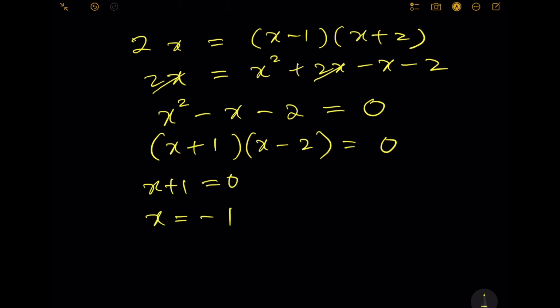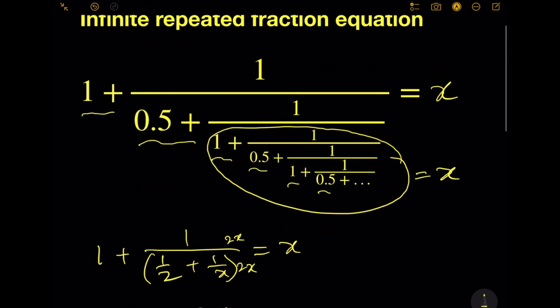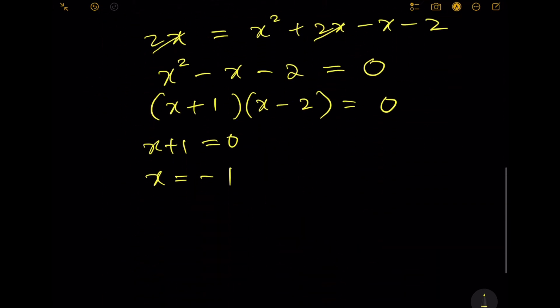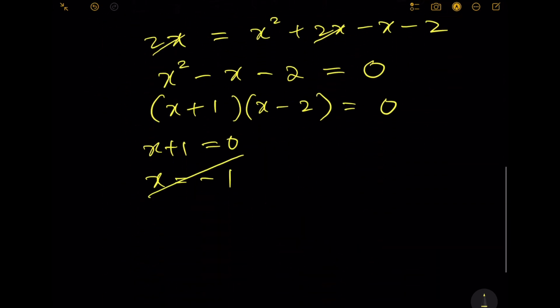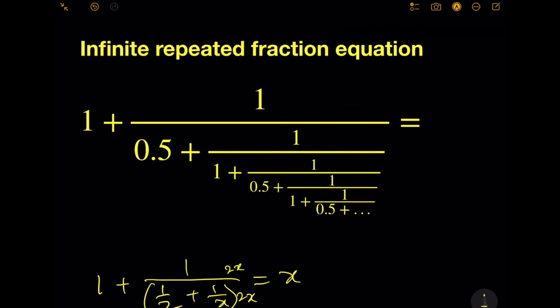Well, obviously, this is not the final answer because we are expecting a value bigger than 0. So a negative value is not acceptable. It's not the final answer. Therefore, x minus 2 equals 0, x equals 2. This is a valid answer. Conclusion: the answer for this infinite repeated fraction equation is 2.